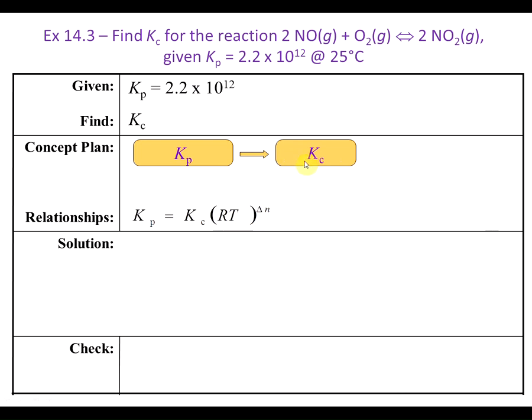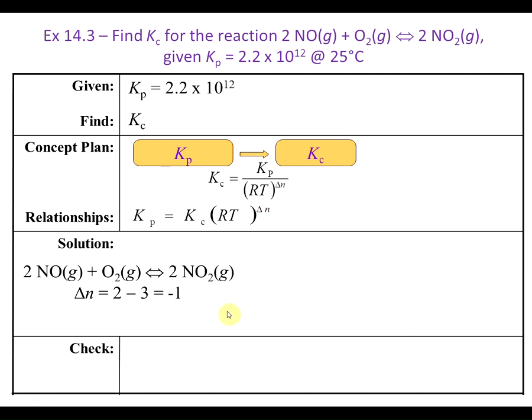So if we want to find Kc, we can simply rearrange this equation so that Kc equals Kp divided by RT raised to the delta n. So this is just the rearranged equation. And to find the change in the number of moles, it's always products minus reactants. So we have 2 moles of gas that are produced, so that's where the 2 comes from. And we've got 3 moles of gas that go into making those 2 moles, so it's 2 minus 3 equals -1. So the change in number of moles of gas is -1.